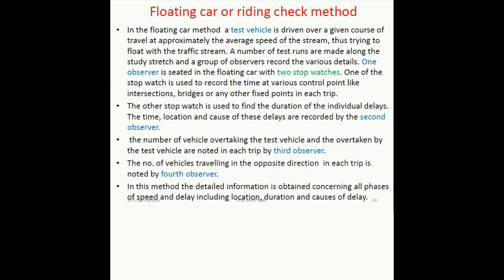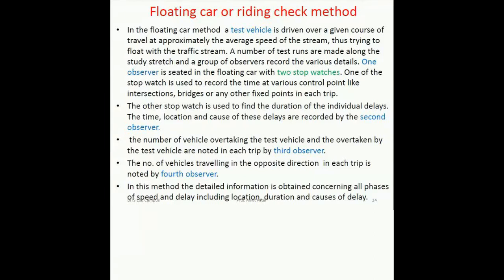Floating car or riding check method. In the floating car method, a test vehicle is driven over a given course of travel at approximately the average speed of the stream, thus trying to float with the traffic stream. One observer is seated in the floating car with two stopwatches. One of the stopwatches is used to record the time at various control points like intersections, bridges, or any other fixed points in each trip.